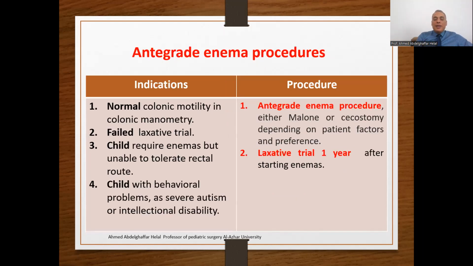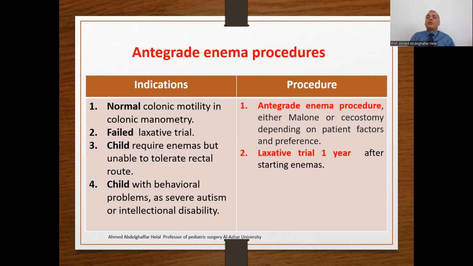This is number 1. Number 2, to perform Malone antegrade enema procedure. Antegrade enema procedure is indicated if the child has normal colonic motility in the manometry, failed laxative trial, not responding to the laxative, or requires enemas but is unable to tolerate the rectal route. A child with behavioral problem such as severe autism or intellectual disability cannot tolerate the rectal enema. So in such cases, we perform what's called antegrade enema procedure.